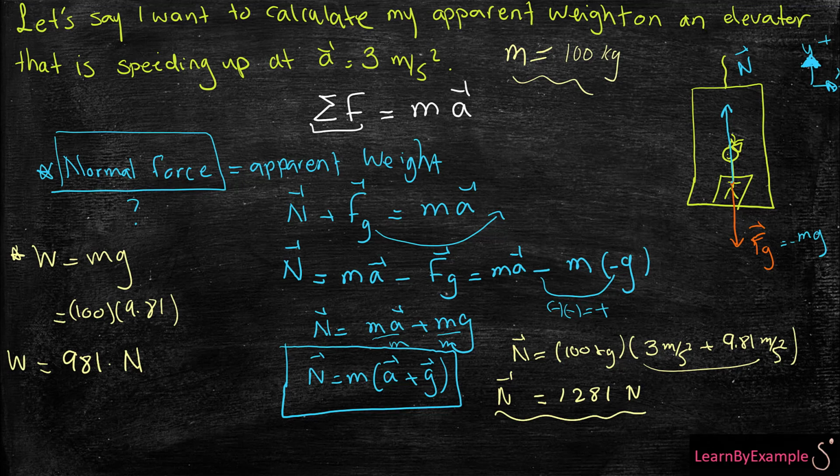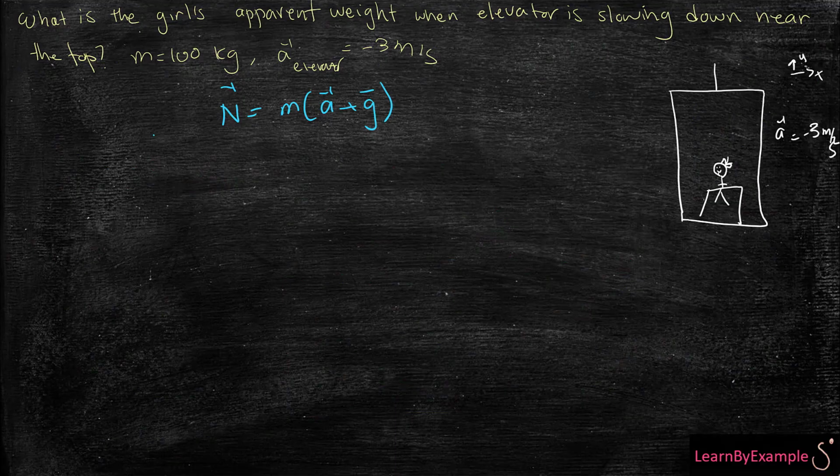Now, my normal force, which is my apparent weight, is much bigger than my actual weight. This is a result of this equation, and I know that if my acceleration is a positive number, then I will always have my normal force, or my apparent weight, higher than my actual weight on planet Earth. So let's do a different example.